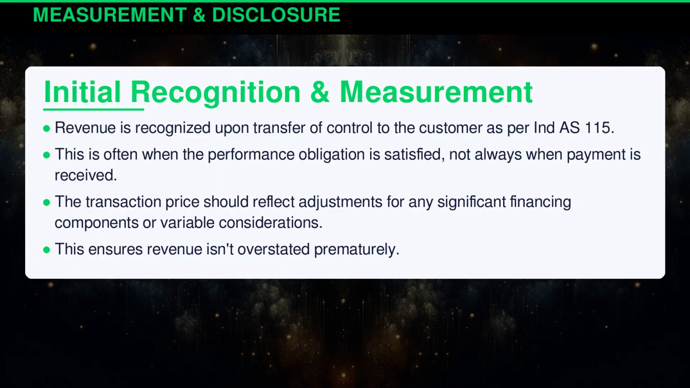Revenue is recognized upon transfer of control to the customer, as per Indian Accounting Standard 115. This is often when the performance obligation is satisfied, not always when payment is received. The transaction price should reflect adjustments for any significant financing components or variable considerations. This ensures revenue isn't overstated prematurely.